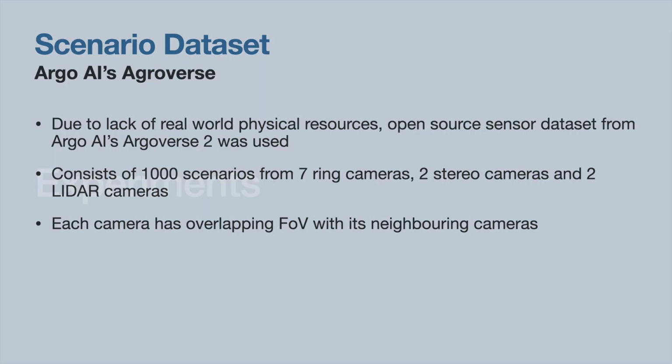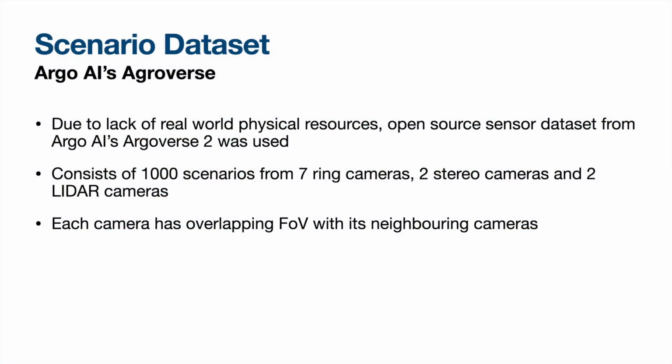Next, we will talk about the experiments which were conducted. Before that, I would like to share with you the scenario and object datasets which we have utilized. Due to the lack of real-world physical resources, the open-source sensor dataset from Argoverse 2 was used. It consists of 1,000 scenarios from 7 ring cameras, 2 stereo cameras, and 2 LiDAR sensors, and each camera has an overlapping field of view with its neighboring cameras.